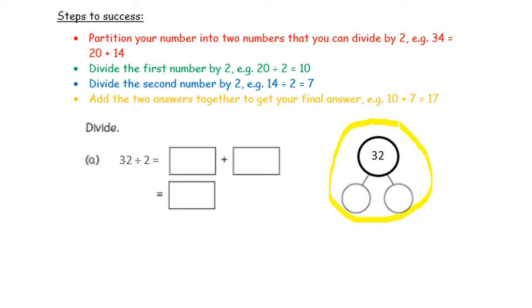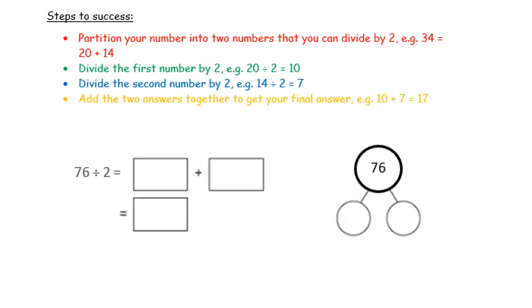Got 32, okay? So we're not going to partition it into our tens and ones, we're going to partition it into two numbers that we know we can divide by 2. So 20 and 12, for example. Okay, so then 20 divided by 2, we know that's 10, and then 12 divided by 2, we know that's 6. Okay, so then we've got 10 plus 6 is 16.